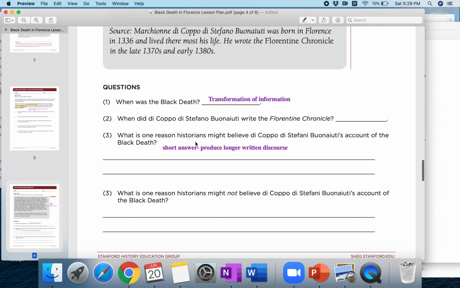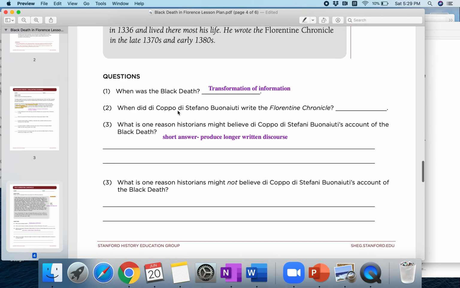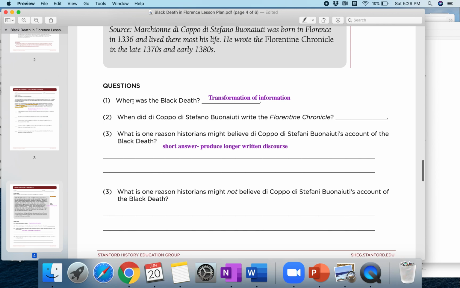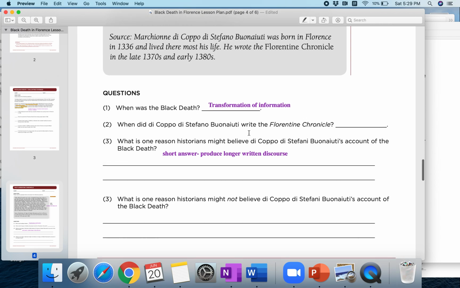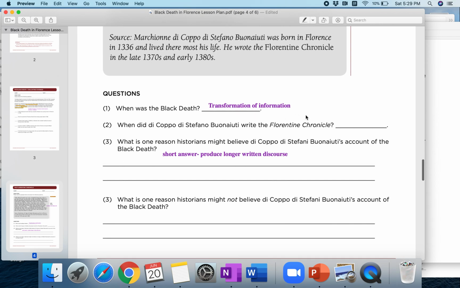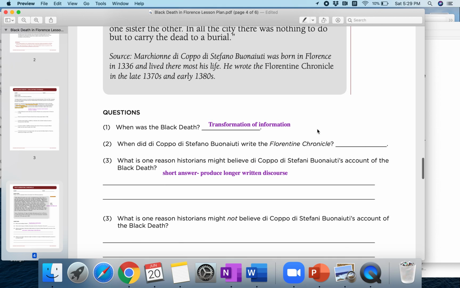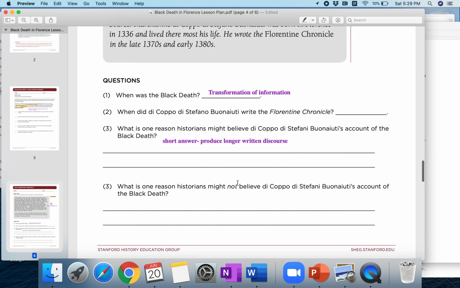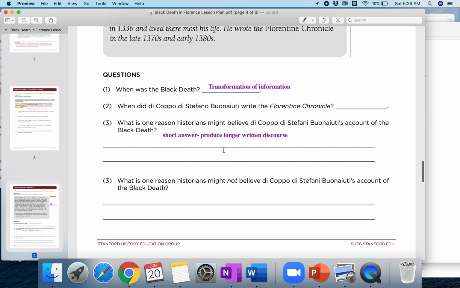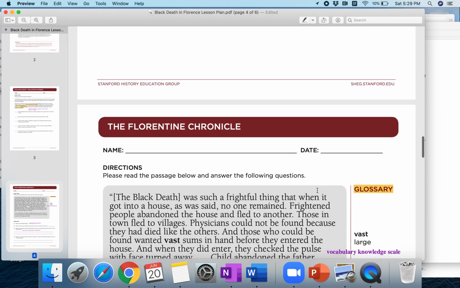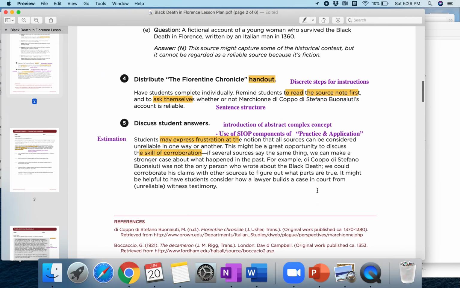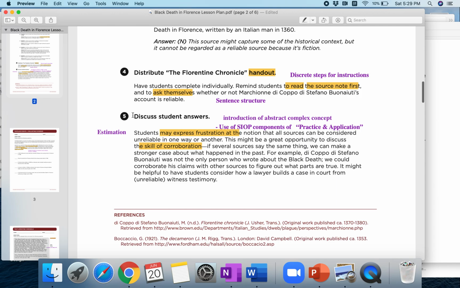As you can see, it also asks short questions, such as when was the Black Death? And this is a type of question of transformation of information, and students can go back to the passage to find out where the answer is. It also asks short answer questions, so the students will be asked to produce longer written discourse. In the end, the students also need to have a reflection and discussion.